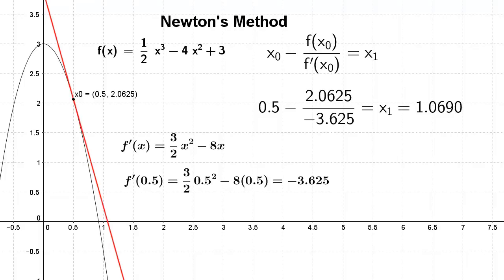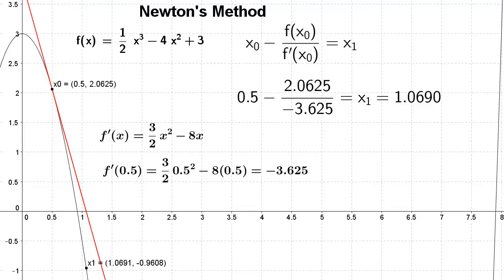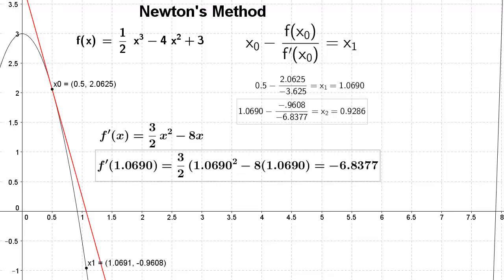And visually what we've done is created a new tangent line. And you can see here the tangent is negative 3.625. We've projected that down, and we found a new x value that's quite a bit closer to the 0 than our original x value. But we've got to keep going. So this process repeats itself, but now 1.0690 becomes the new starting x value, and we're going to repeat the process.